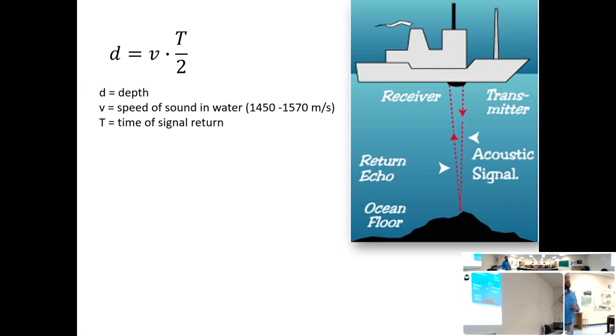Okay, so for number 7, you're going to take 4.8, that's the time, divide it by 2, and then multiply it by the velocity, which you can take as 1450. So is everybody good with that? Can you remember that formula for the test?